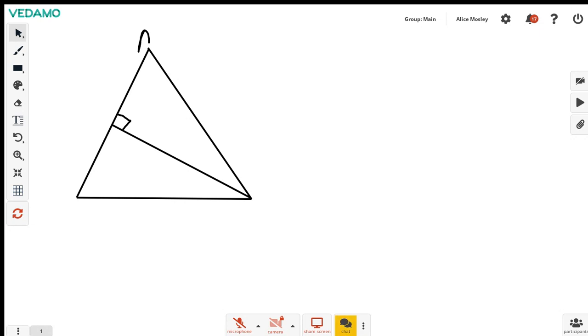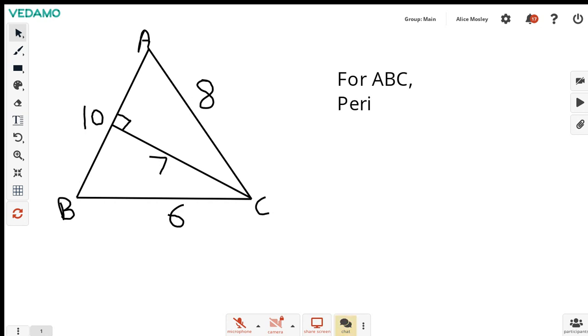So this is A, this is B, and this is C. Now if I tell you this is 8, this is 6, this is 7, and let's call this as 10. For ABC, can you find me the perimeter? Can you all find me the perimeter for triangle ABC?